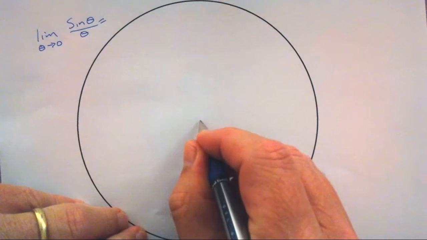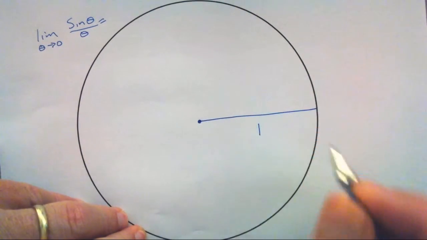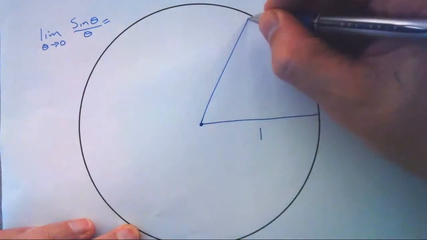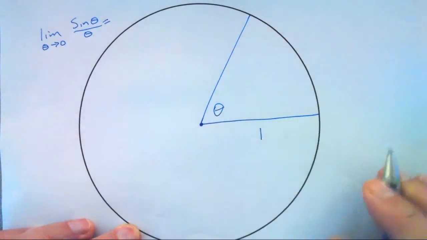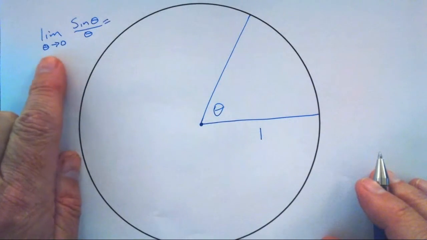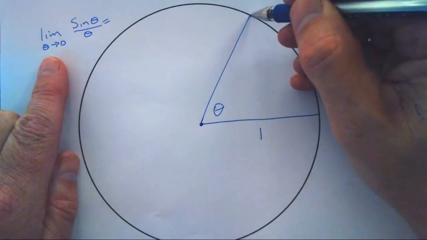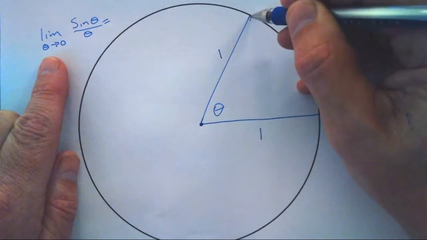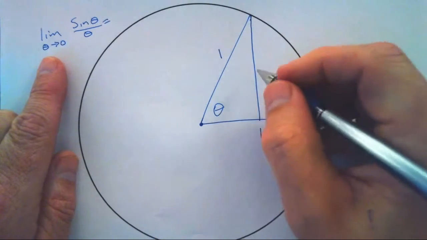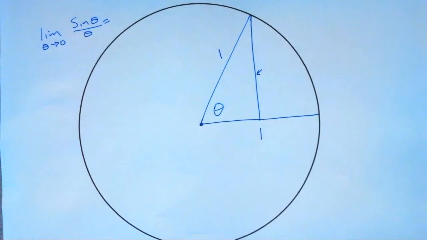So let's say we've got a unit circle. Unit circle, radius 1. And I'm just going to draw an angle in here, and I'm going to call that theta. At this time, theta is nowhere near 0. Our goal is going to be to talk about it when it gets near 0. This would be 1. If I draw this down here, can you give me this side in terms of theta?